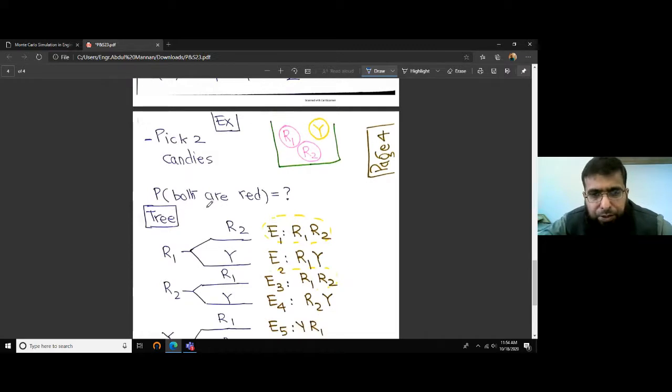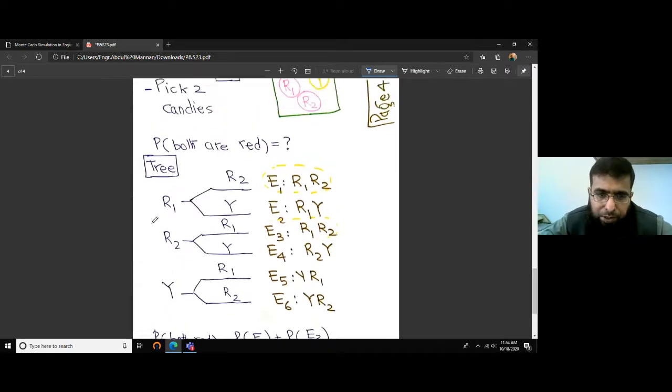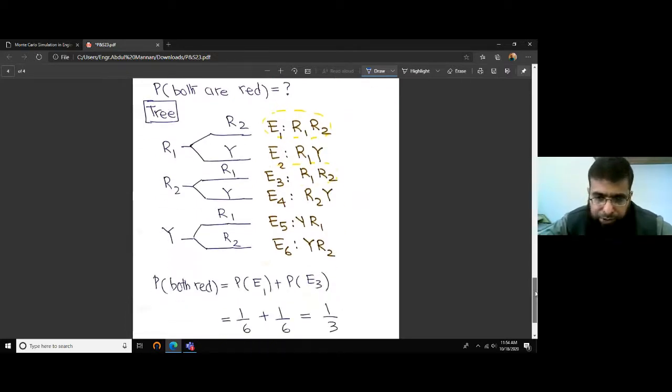Balls or candies, what is the probability that both are red? First we draw a tree. Suppose we get the first ball and it comes out to be red. It can be R1, R2 or yellow, but suppose it is R1. The second ball can be R2 or yellow. If the first ball is R2, the second can be R1 or yellow. And if the first is yellow, the second can be R1 or R2. So the list of simple events is R1R2, R1Y, R2R1, R2Y, YR1, YR2. So we have 6 simple events, and the probability of each of these is 1 by 6.